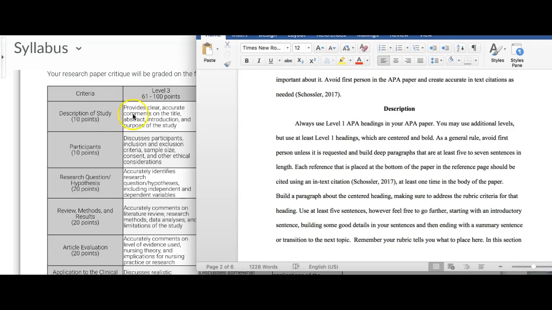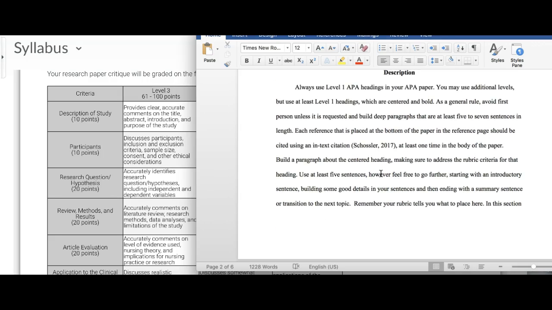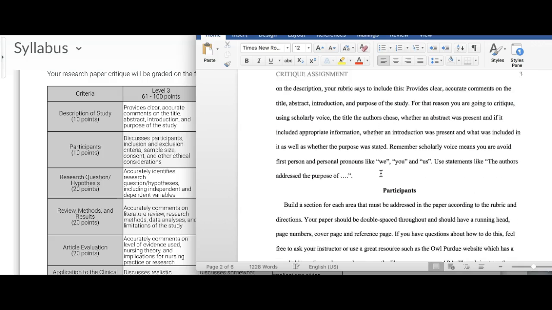The purpose of the study is another item that you critique in this first section. Did the authors say what the purpose of the study was, and what was it? So it's kind of two parts: did they tell you about it, and then what was it? You can see a little bit more example information in the sample paper that I gave you.